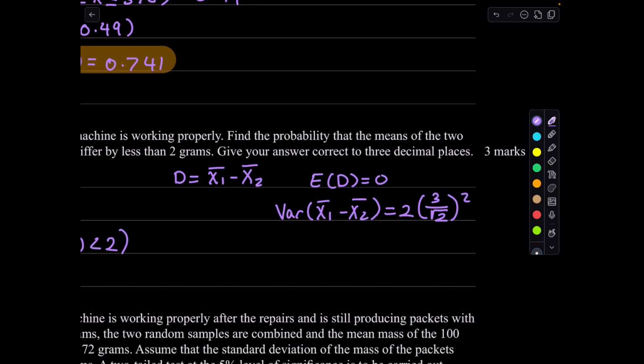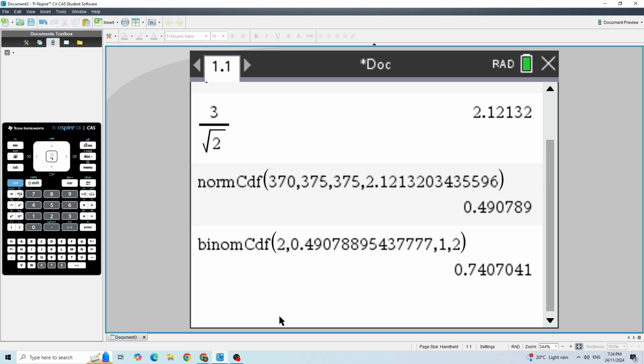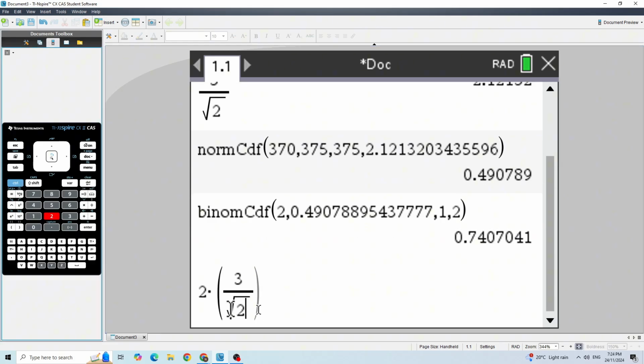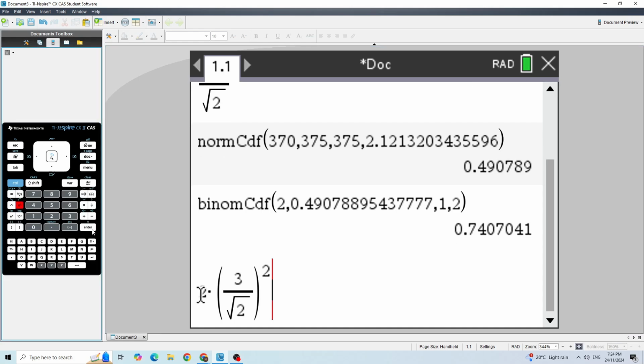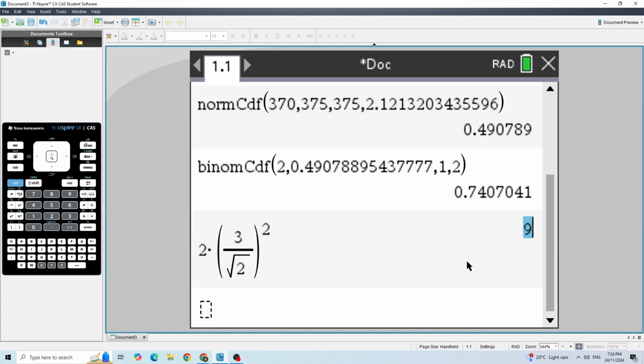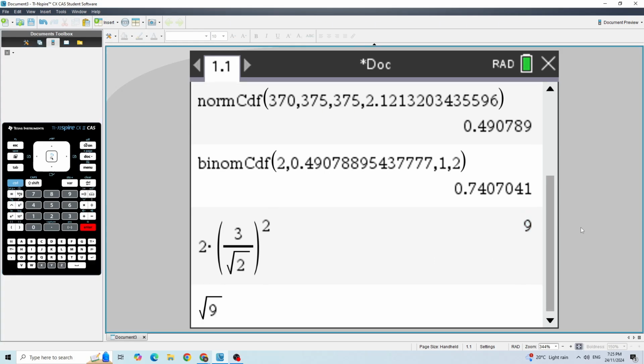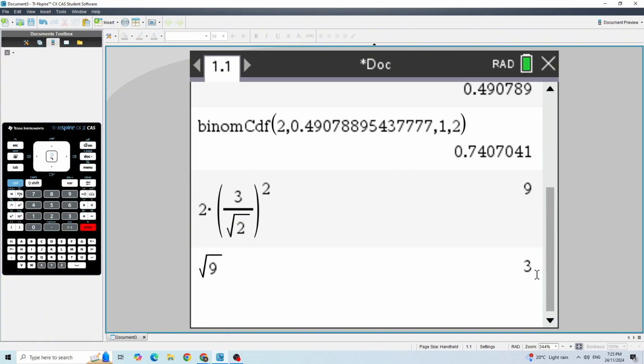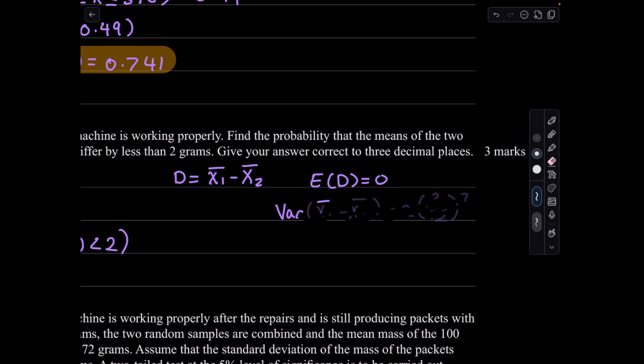And that's going to be what? So let's go to our CAS. It's 2 times 3√2 all squared. Done. So it's 9. But remember, that's your variance. Of course, we want the standard deviation. So for standard deviation, just take the square root of 9. It's 3. So overall, the standard deviation of D is actually just equal to 3.